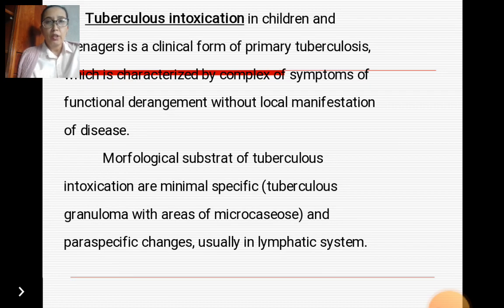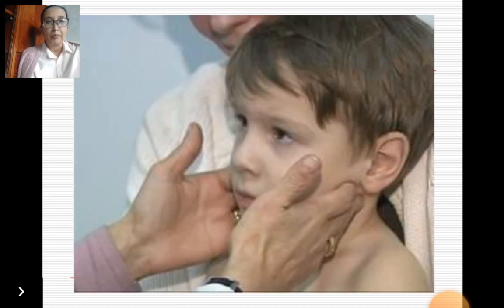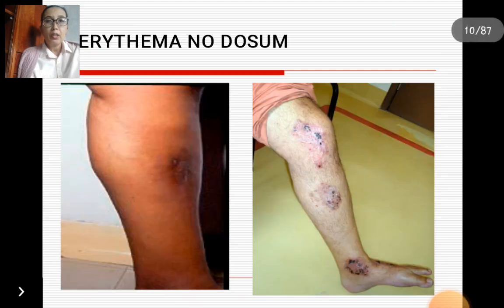Tuberculosis intoxication in children and teenagers is a clinical form of primary tuberculosis which is characterized by complex of symptoms without local manifestation of disease. Morphological substrate of tuberculosis intoxication are minimal specific and paraspecific changes usually in lymphatic system. In this slide you can see how to make palpation of peripheral lymph nodes. In this slide you can see paraspecific skin reaction during the tuberculosis intoxication.